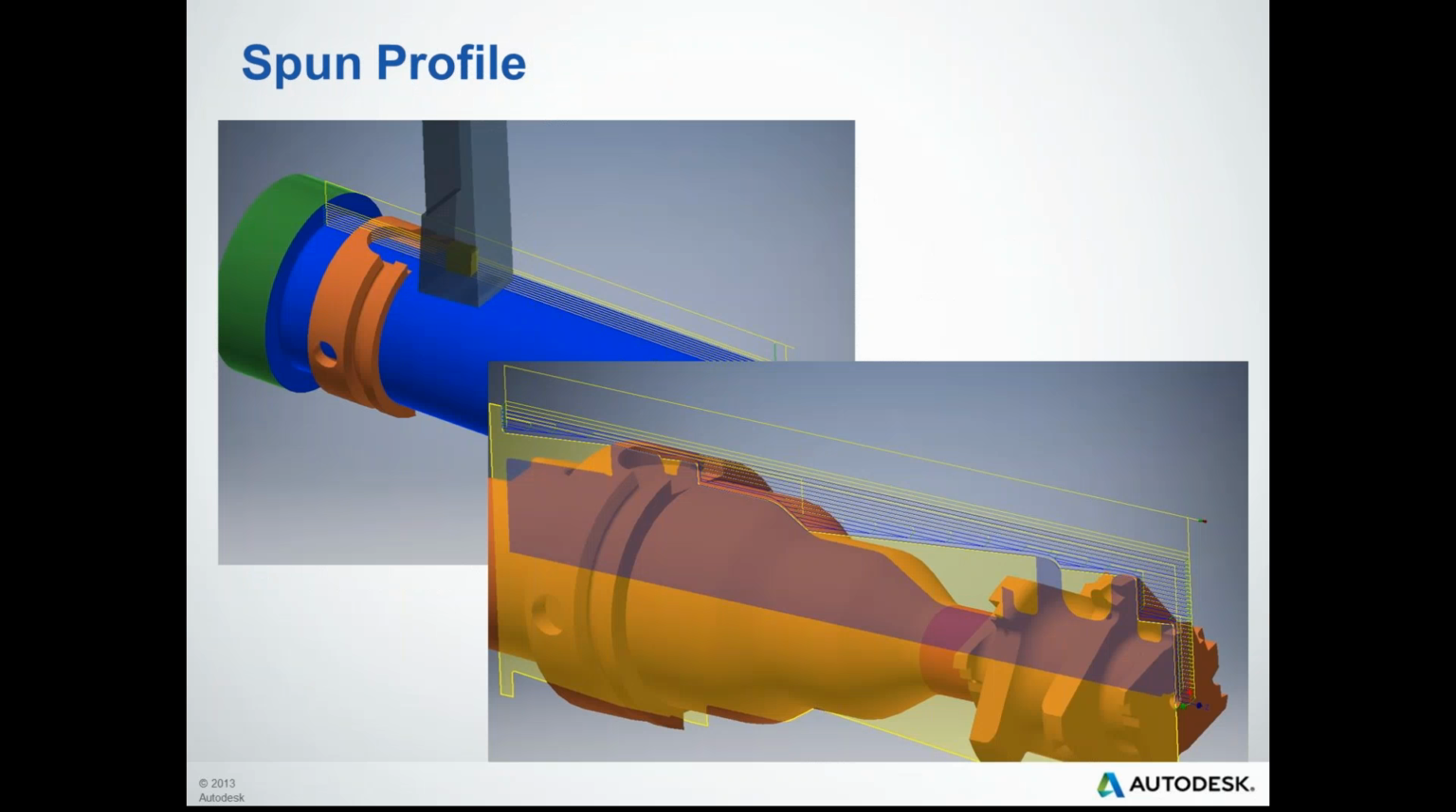Another feature that's built into the actual job setup is what we call a spun profile. If you have complex features on a part that you're turning, it goes from not seeing all the features as one whole half part, to where it's actually seeing even cuts and grooves and defining it as a full feature. We'll take a closer look at that as well in a minute.